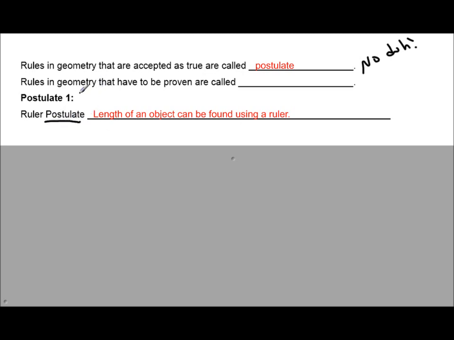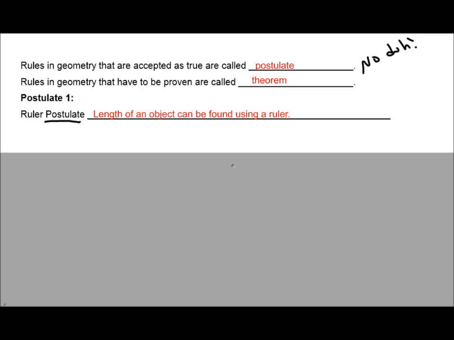Now, a rule that you have to prove is called a theorem. And a theorem is something like when we get into proving that two angles are congruent or that two segments are congruent, we have to prove them, and we'll create a theorem. And we'll work with that a little bit later on.